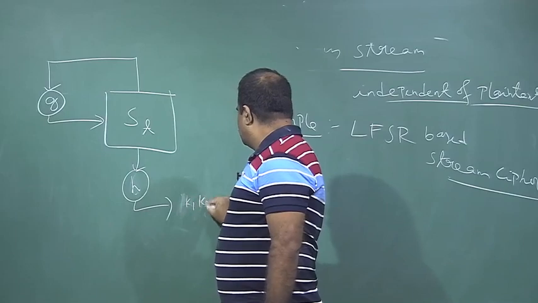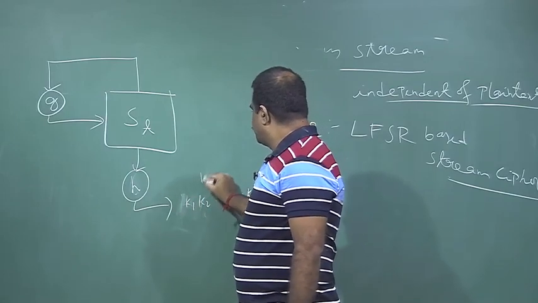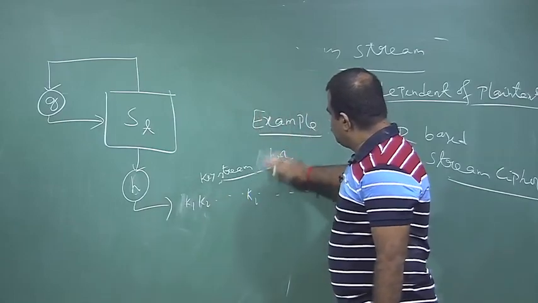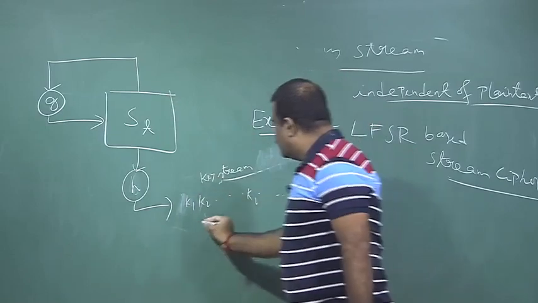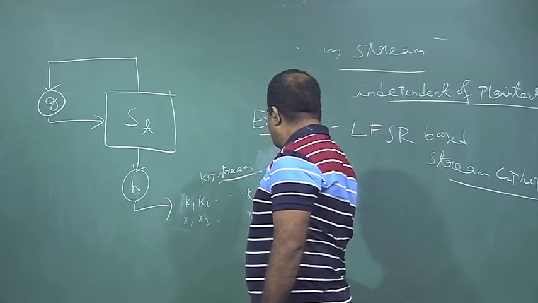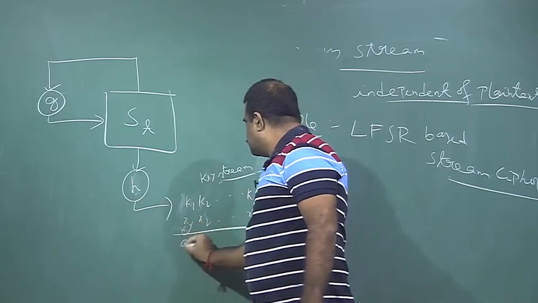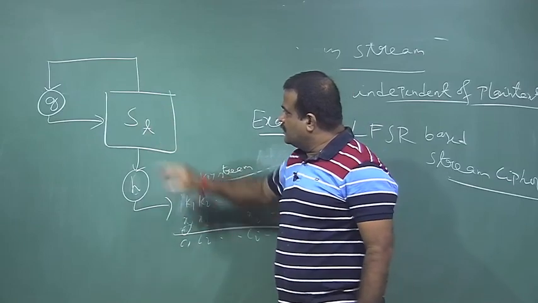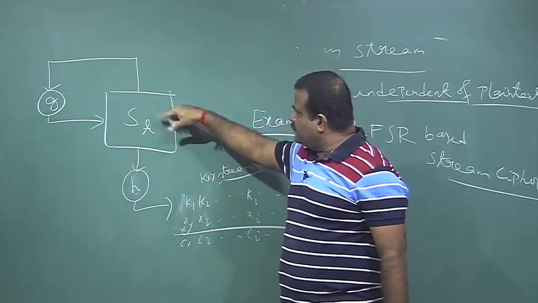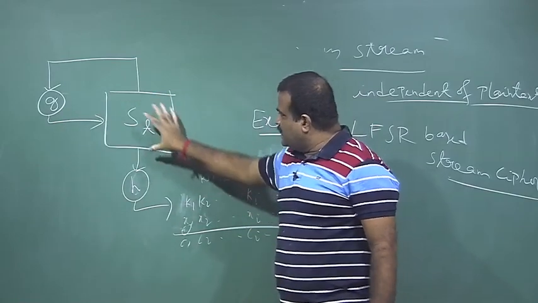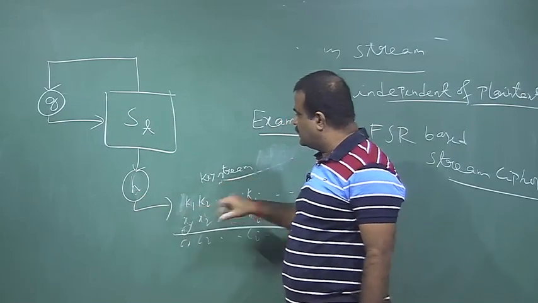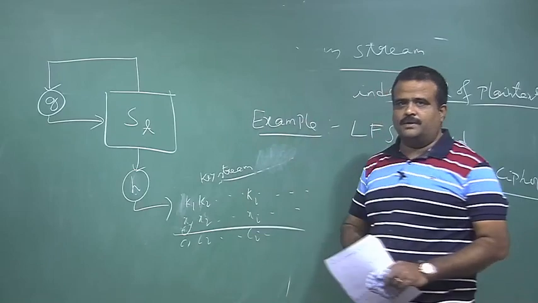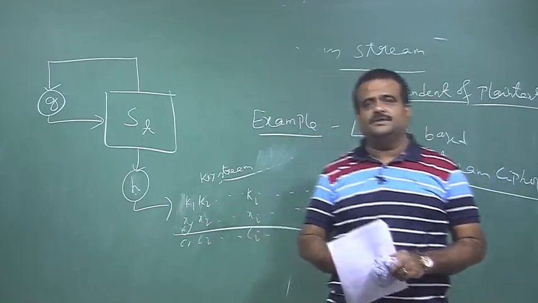So, this is K1, K2, like this, Ki. This is the keystream, the pseudo random bit generator. And then we XOR this with the plain text bit to get the cipher text bits C1, C2, Ci. So, at the t-th time, this is the state, which is initialized by the secret key, and every time we are updating the state by the G function, and every time we take the content of the state and apply this function H, we get the i-th keystream bit. So, LFSR is one example of a synchronous stream cipher. This is the general form and construction of a synchronous stream cipher. Thank you.